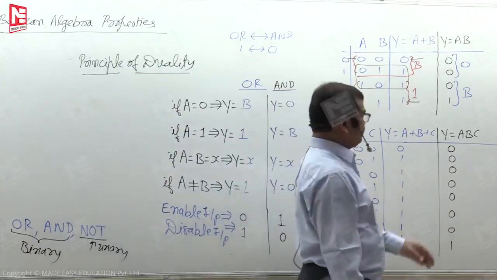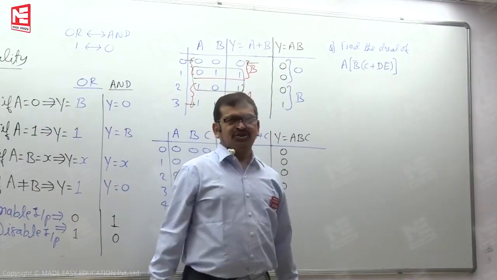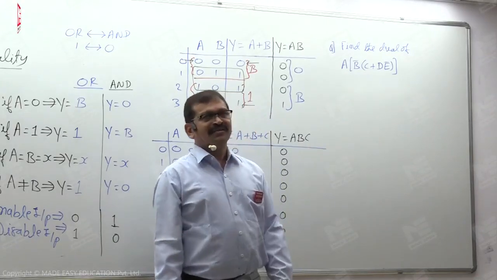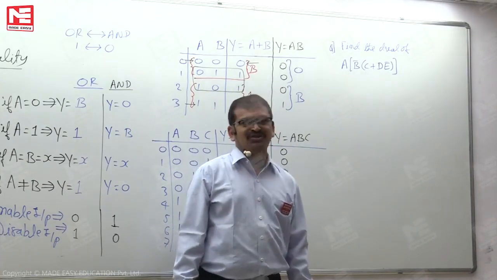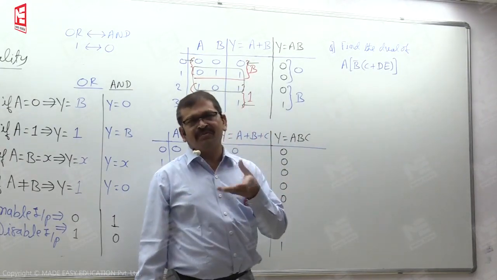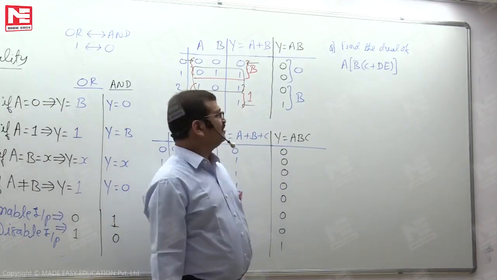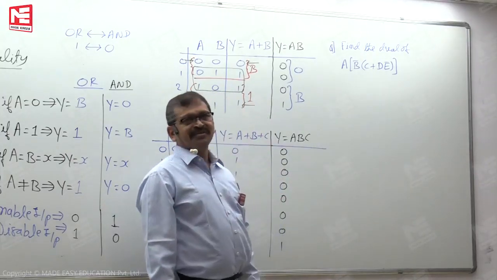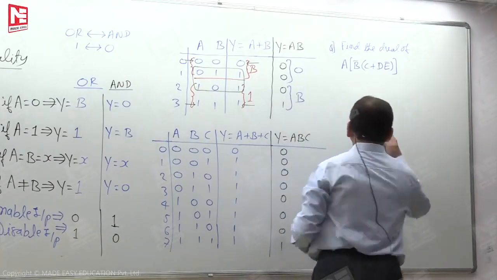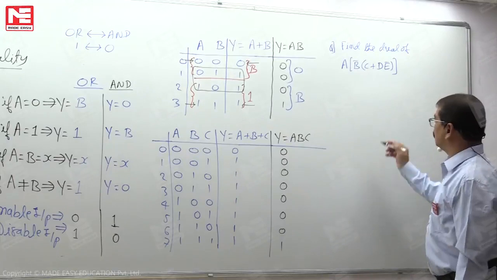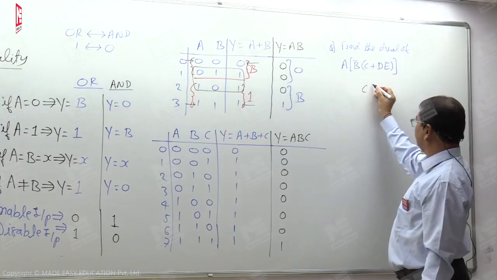When we have a Boolean expression like this, with more than one parenthesis, the dual operation we need to apply first to the innermost parenthesis. The given expression has more than one parenthesis. This is the innermost parenthesis, so we need to start our work from here. This OR operation must be changed to AND operation.